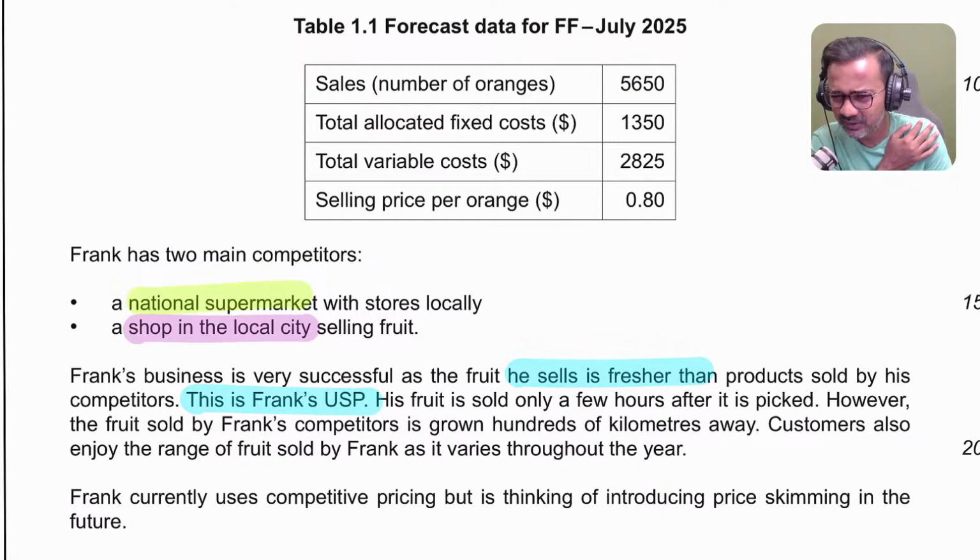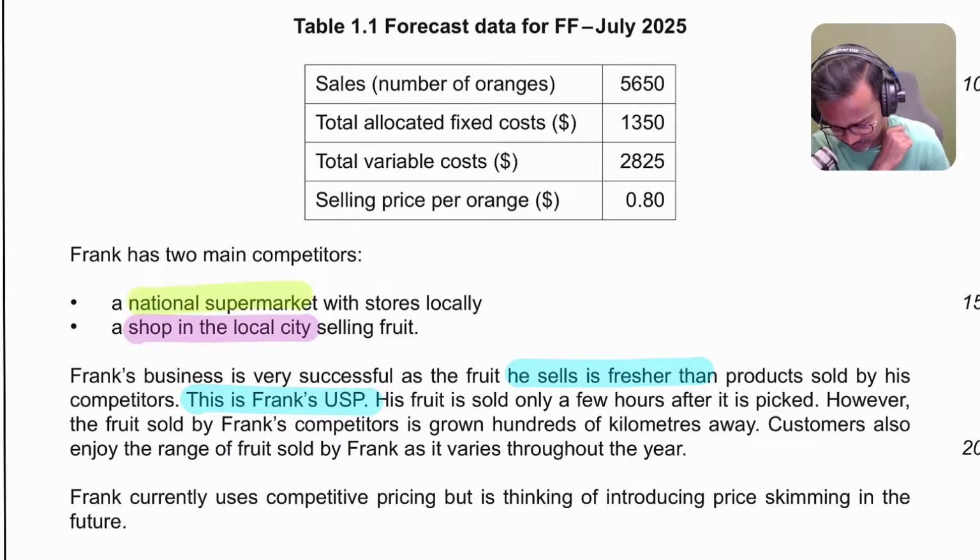Now, it would be natural to think that since he owns his own farm and then sells those products, as soon as he picks, he can decide, okay, I'm going to go to the market, get there first, and sell my fresh produce, which means most of the people would want to come to him first, right? So that's what he does. His fruit is sold only a few hours after it is picked. That's where the freshness is coming from. However, the fruit sold by Frank's competitors is grown hundreds of kilometers away. Customers also enjoy the range of fruit sold by Frank as it varies throughout the year.